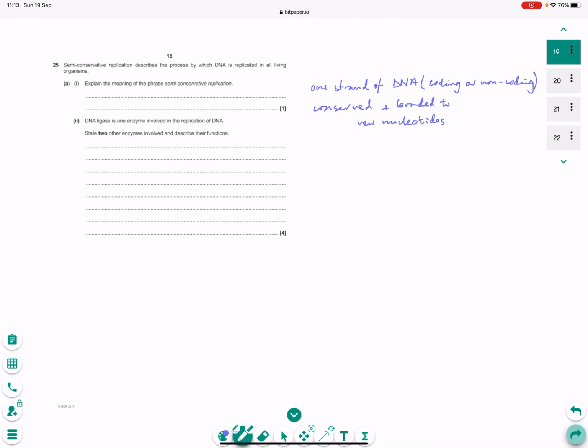DNA ligase. This is used in genetic engineering. If you imagine you're going to stick this into a plasmid, you want to join this on the end, like a blunt end, like this. Ligase ties it together. Do not get this confused with the other enzymes involved here. It says state two other enzymes involved and describe their functions. Helicase and DNA polymerase.